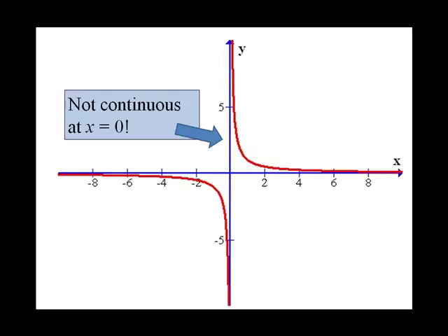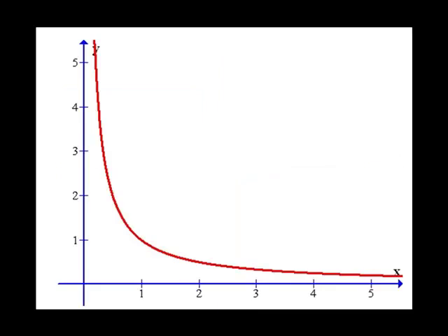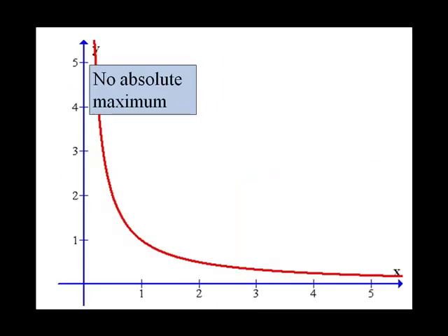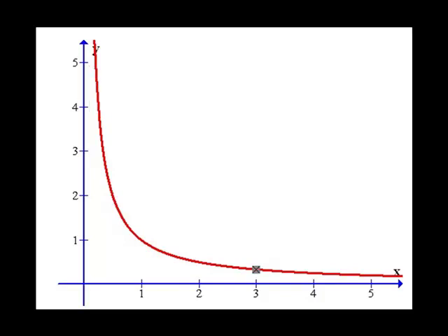So here's our graph, and we see that it's not continuous at x equals 0. Hence we could not include that endpoint. So we'll only focus on this part of the graph from 0 to infinity. Now we see that there is no absolute maximum because this graph just continues to grow without bound as we get closer and closer to 0. We have a vertical asymptote there.